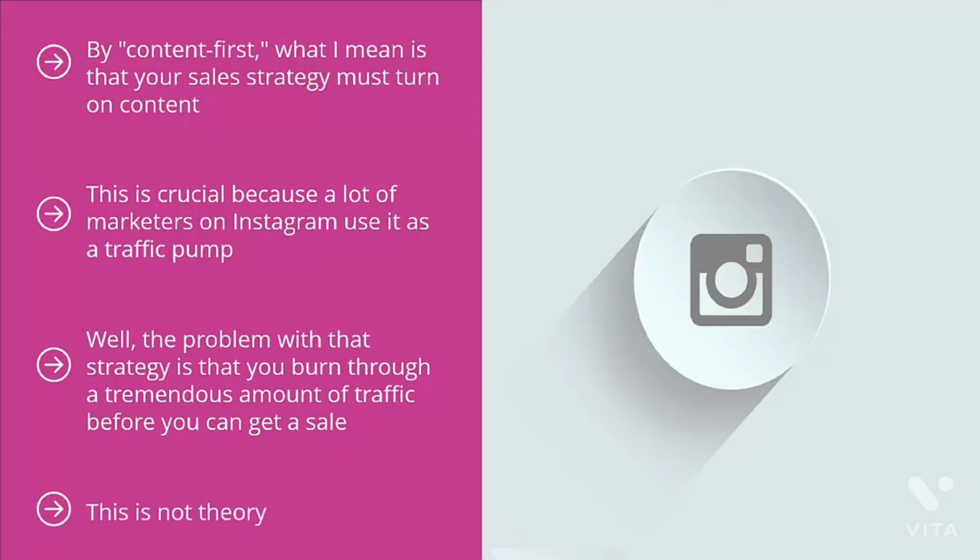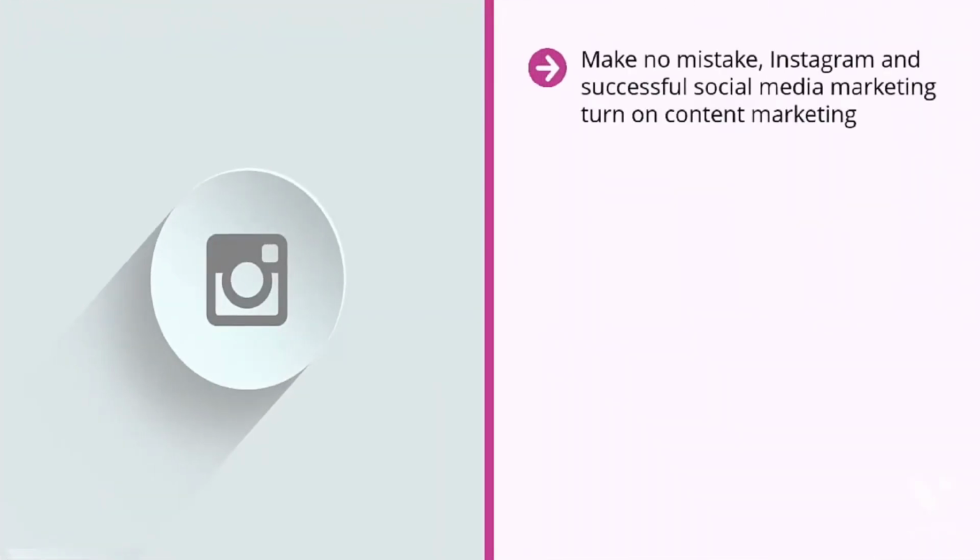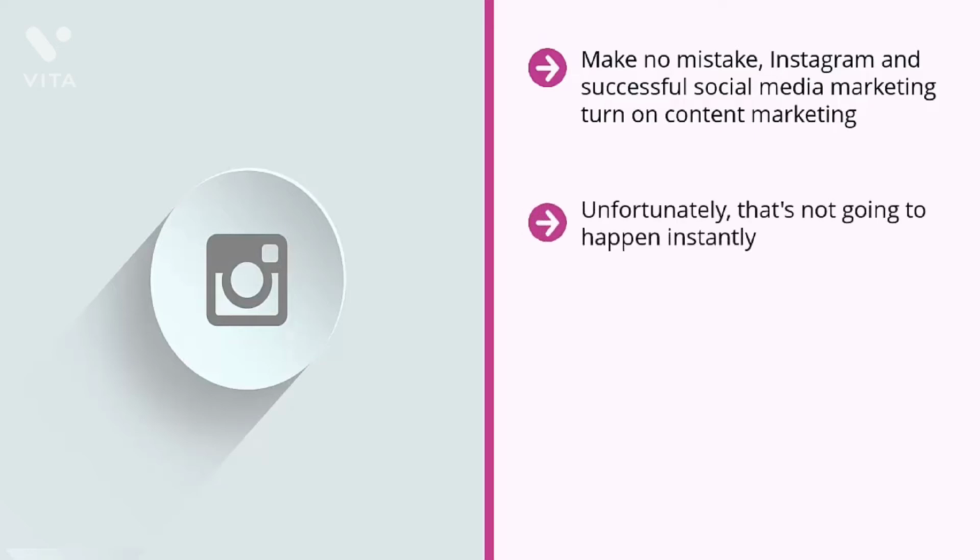This is not theory. This is not speculation. This happens all the time. How? Using content to qualify your traffic. Make no mistake, Instagram and successful social media marketing turn on content marketing. You can't just pull traffic from all these places and expect that traffic to convert. That traffic must trust you. Those are real people. They must be made to feel that they know and like your brand enough for them to trust it. Unfortunately, that's not going to happen instantly. It has to go through a sequence of content.